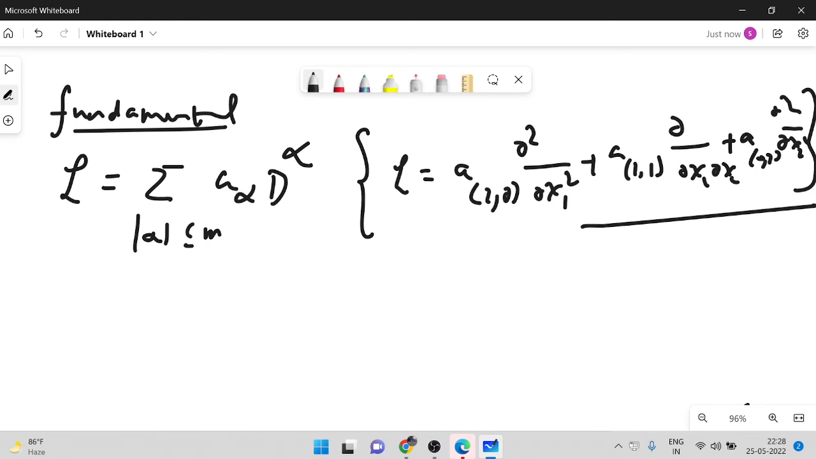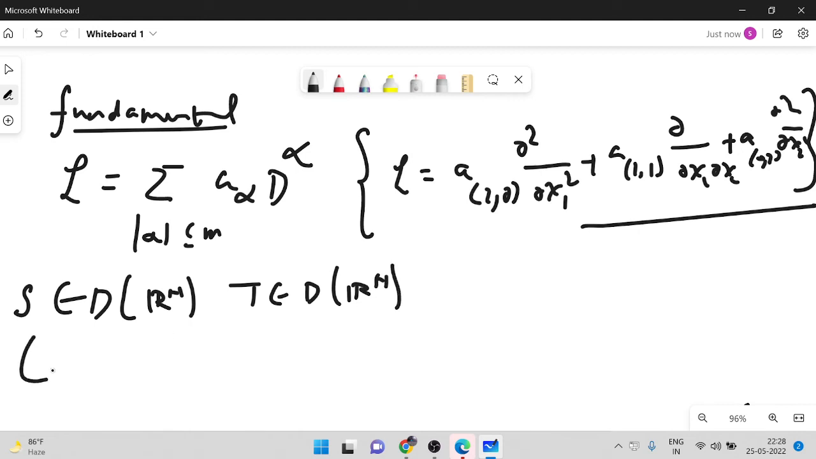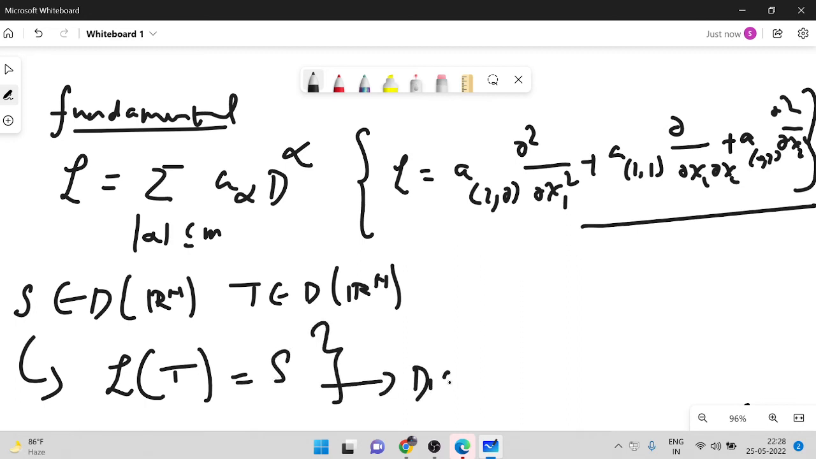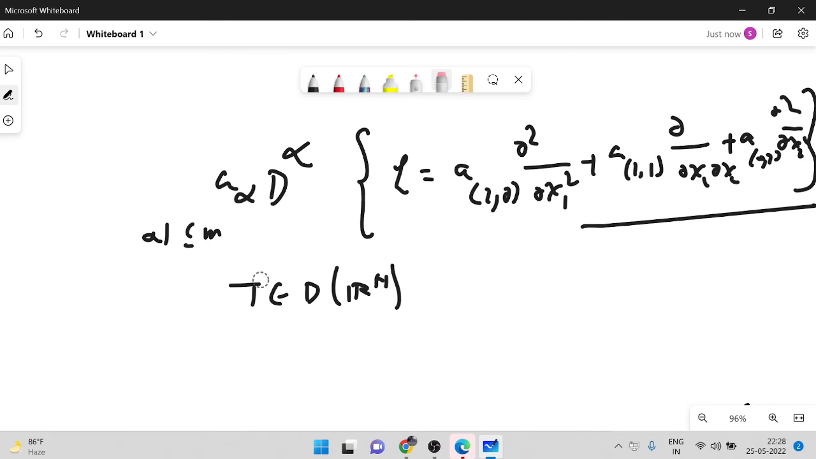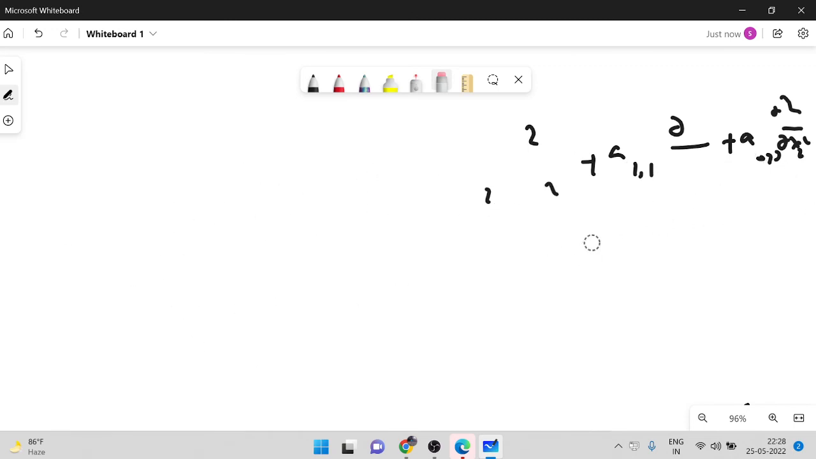Now we define what a distribution solution is. Say S is a distribution on R^n, and we look for a solution T, which is a distribution, such that L of T equals S. So this is something called a distribution solution. A distribution generalizes the notion of function, and this gives us a distribution solution. We are basically trying to generalize the solutions of PDEs. This is something I have written in an abstract way.